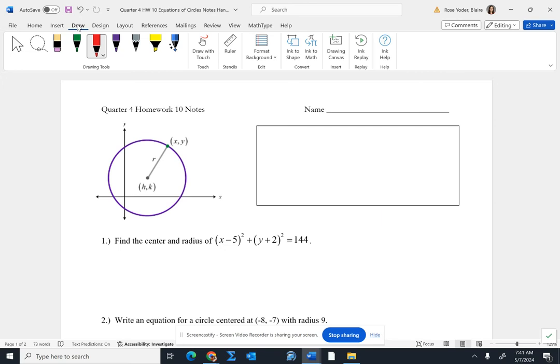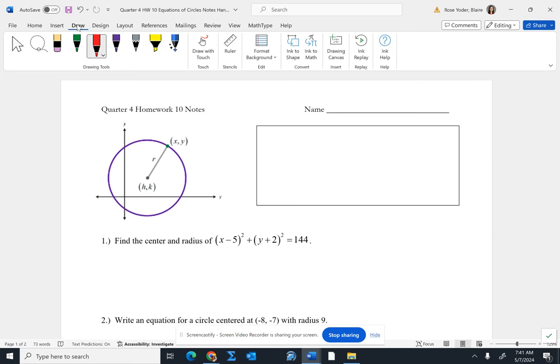Everybody, in this video, I'm going to teach you how to write equations of circles and how to graph circles. So just like you can graph lines and write equations of lines, you can graph circles and write equations of circles too. So I'm going to first show you really quickly where the equation of a circle comes from.